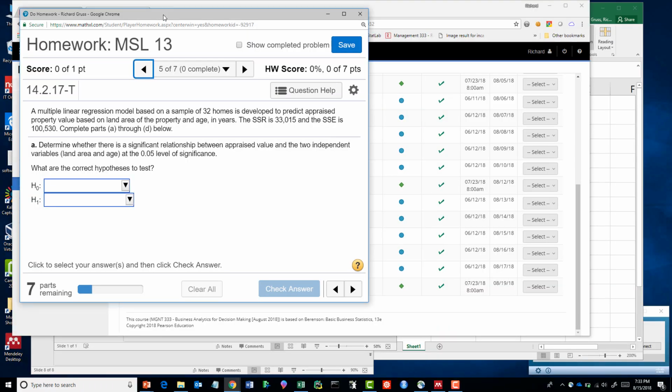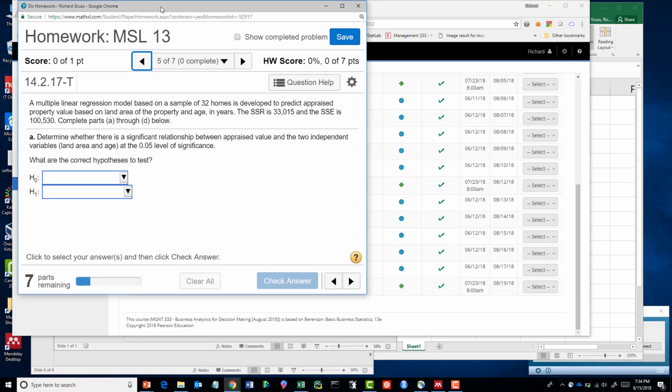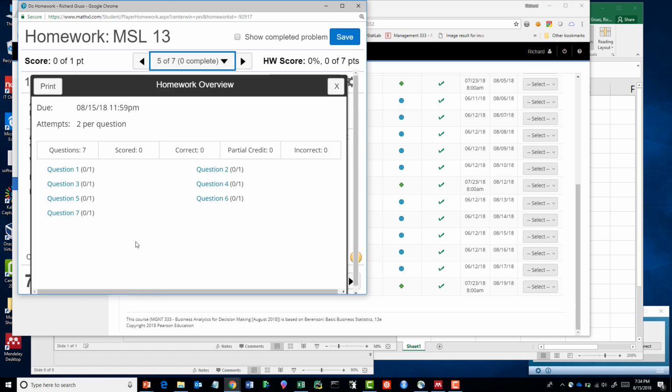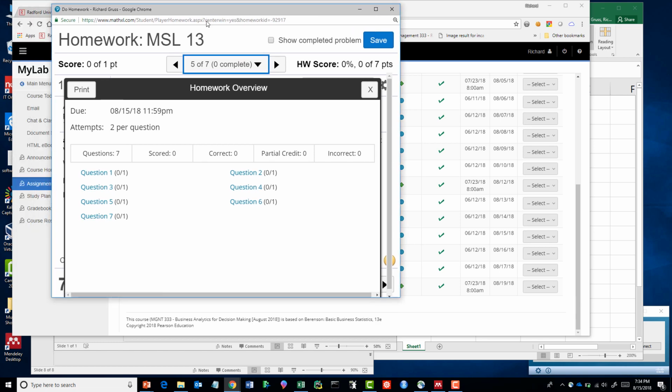Okay, so MSL13 was giving some folks some trouble. Questions number 6 and 7 in particular included some questions about confidence intervals, which I didn't really go over for the slope coefficient. So I've removed 6 and 7. They might still show up for some reason, but I've removed questions 6 and 7, so you don't really have to do them for this assignment.